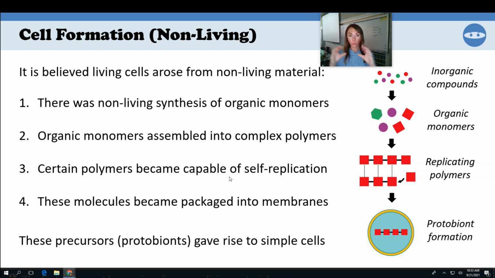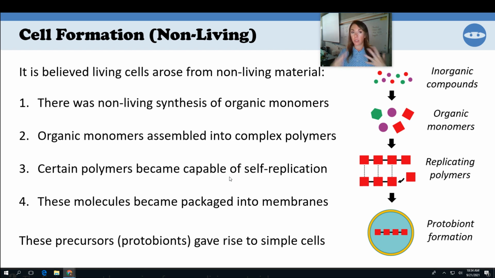And then those molecules became somehow enclosed in a membrane. Remember, our membranes are made of lipids. Lipids are fats, which are just other organic or carbon-based molecules. So we'll talk about those a little bit later. So that is the formation of non-living cells, how that went about.